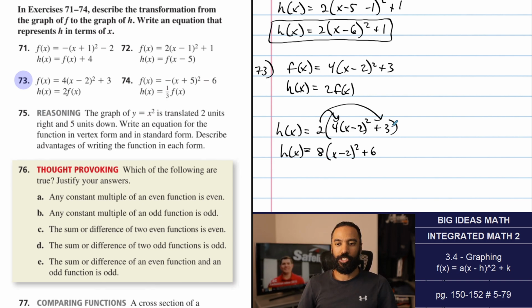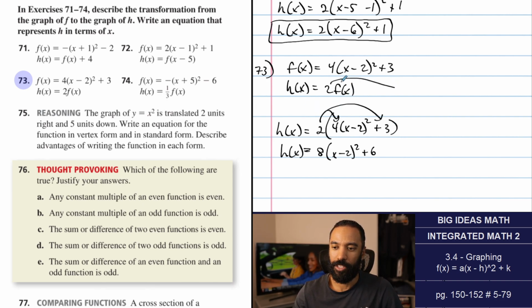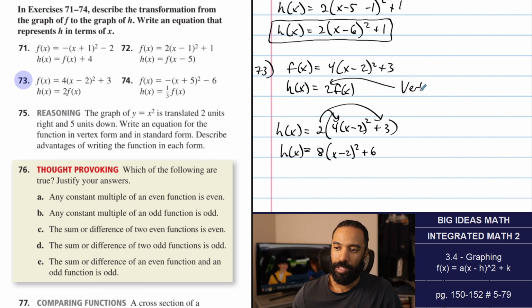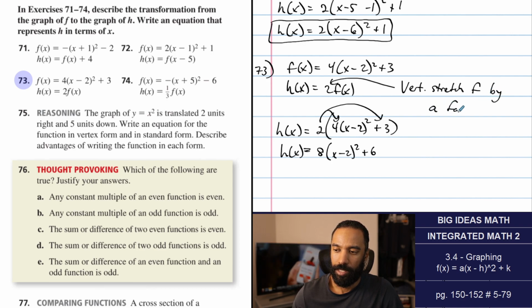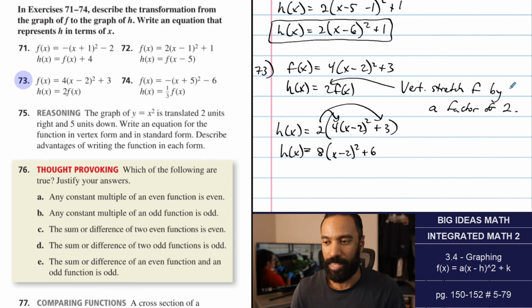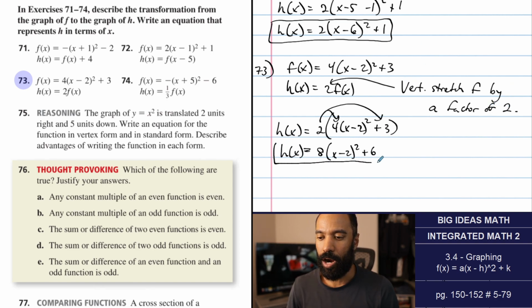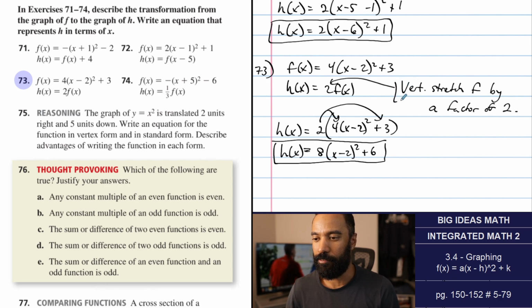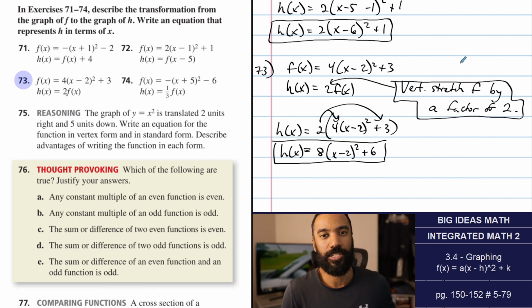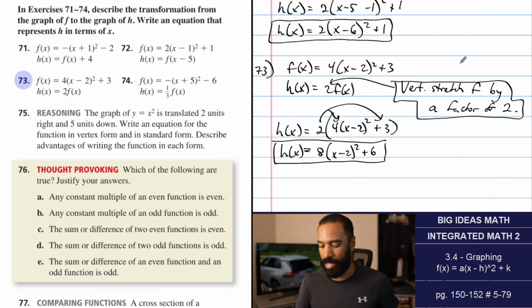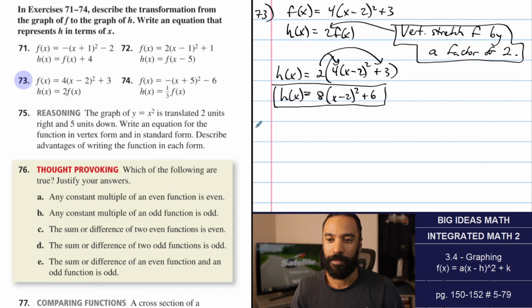We're going to vertically stretch f of x by a factor of 2. We're taking the y values and stretching them twice as tall, starting from the vertex and every point after that. Instead of 1, 1, it's 1, 2. Instead of 2, 4, it's 2, 8, things like that. So everything gets stretched vertically.